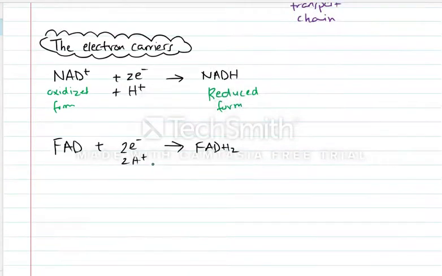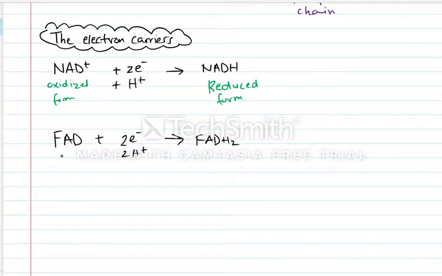Now, FAD is another electron carrier. It picks up 2 electrons, 2 protons, and it becomes FADH2. This is, again, the reduced form because it gains electrons. And this is the oxidized form. Okay?